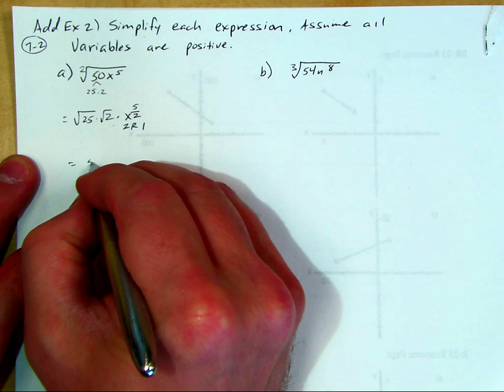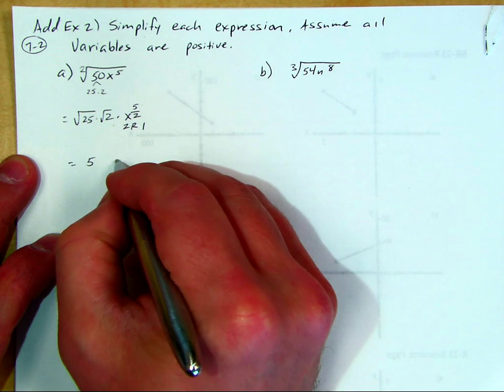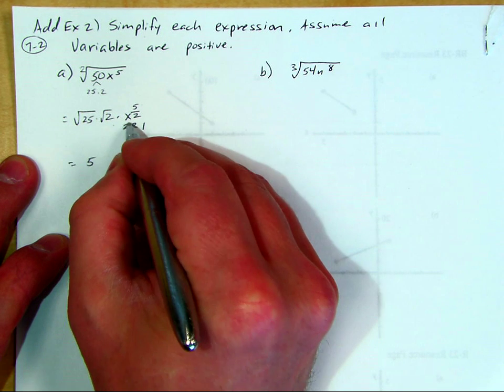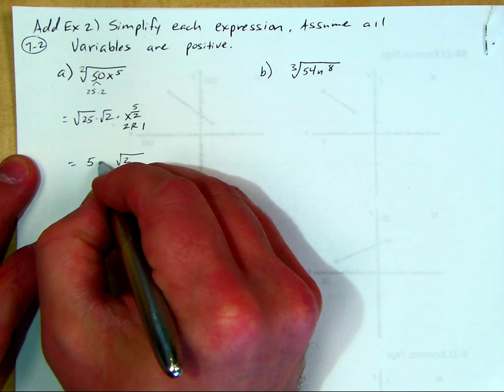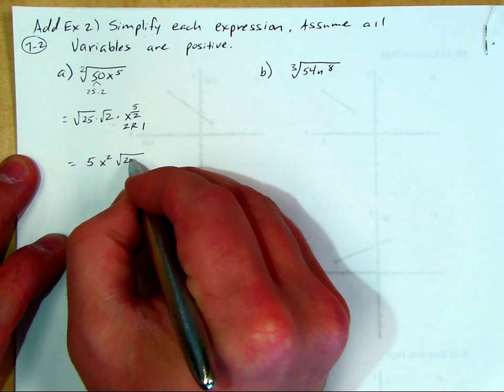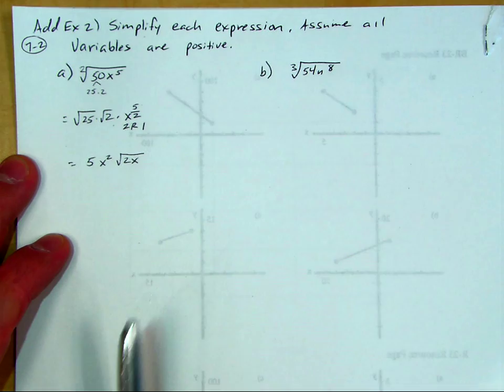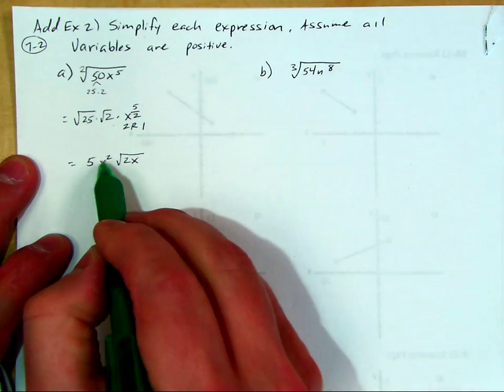This is going to be 5. The radical is going to stay in there. So it's going to stay in there as a 2. 2 x's jump out. So this part is x squared. 1 x stays underneath.